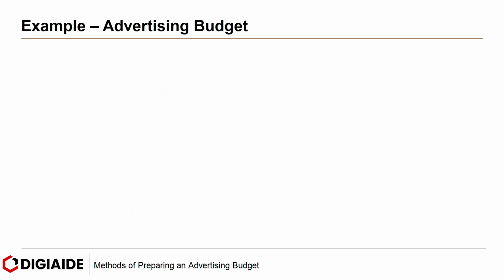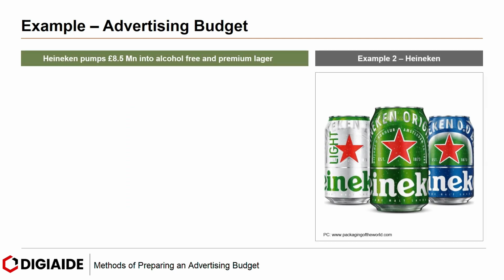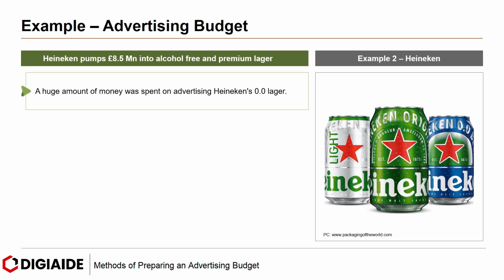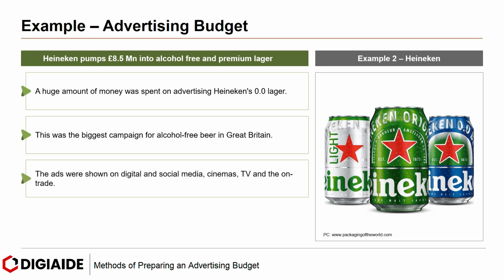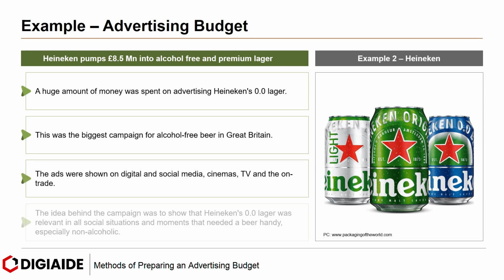Next example of Heineken, where it pumped £8.5 million into alcohol-free and premium lager. A huge amount of money was spent on advertising Heineken 0.0 lager. This was the biggest campaign for an alcohol-free beer in Great Britain. The ads were shown on digital and social media, cinemas, TV, and the on-trade channels. The idea behind the campaign was to show that Heineken 0.0 lager was relevant in all situations and moments that needed a beer handy, especially non-alcoholic.